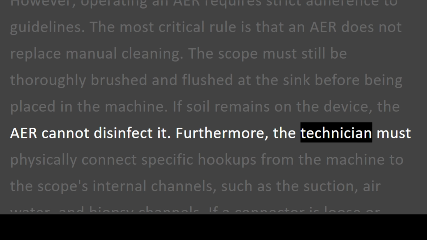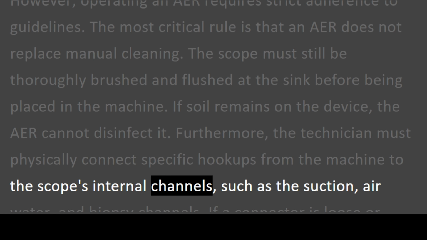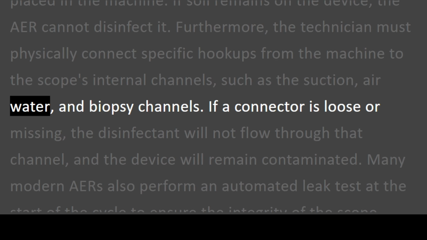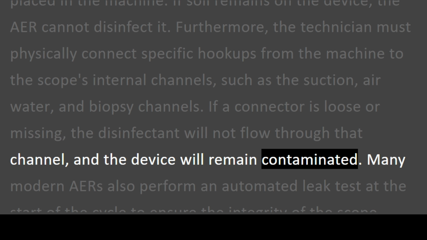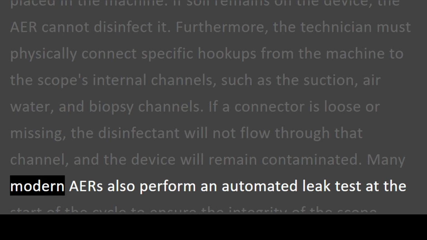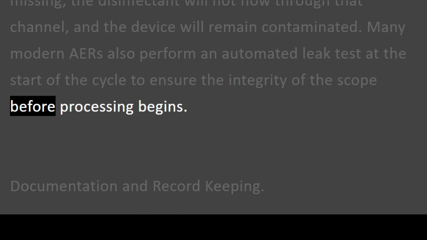Furthermore, the technician must physically connect specific hookups from the machine to the scope's internal channels, such as the suction, air water, and biopsy channels. If a connector is loose or missing, the disinfectant will not flow through that channel, and the device will remain contaminated. Many modern AERs also perform an automated leak test at the start of the cycle to ensure the integrity of the scope before processing begins.